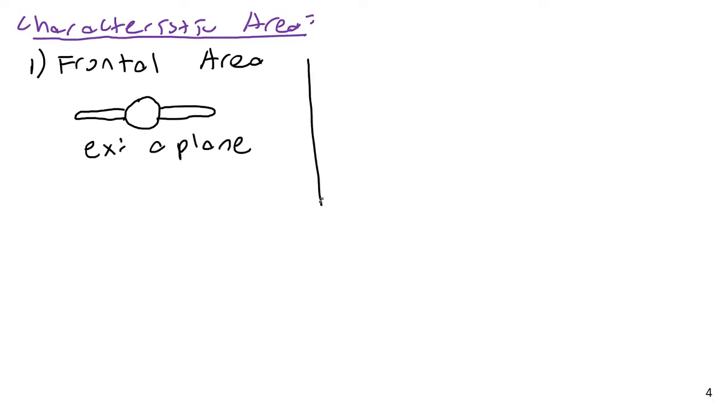Another type of area would be a planform. So consider a planform, and an example of this would be a boat. So imagine you have a boat.